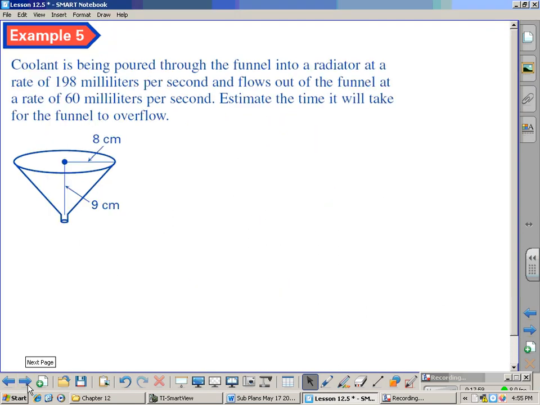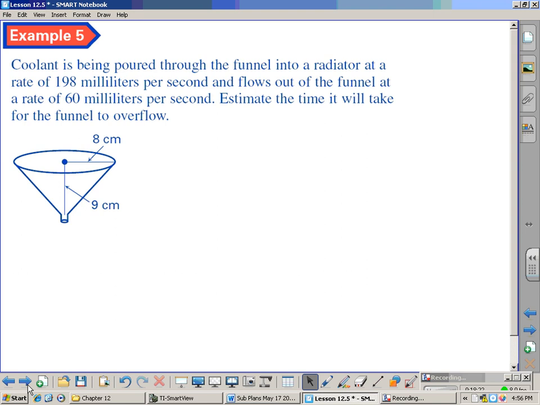Example 5 is about coolant being poured in through the funnel into a radiator, and it's being poured at a rate of 198 milliliters per second, and then it flows out of the funnel at a rate of 60 milliliters per second. So we're supposed to estimate how long it takes for the funnel to overflow.